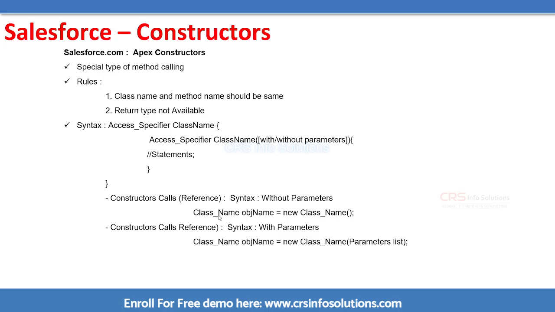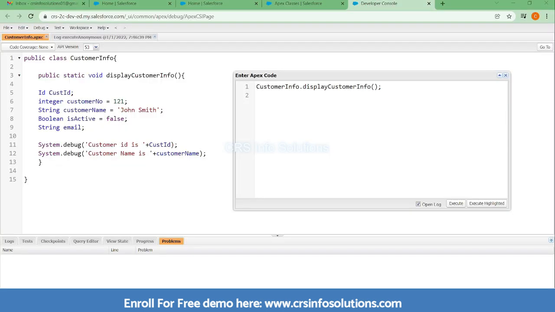When you call the constructor, you don't need to create any methods. Just use the class name, object name equals new class name. If you try to create an object, it will directly call the specific constructor. So let's see how to use the constructor. Before going to constructors, we can see just how to use methods with parameters.